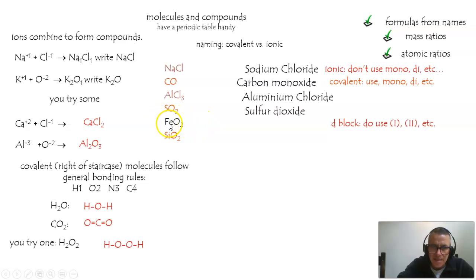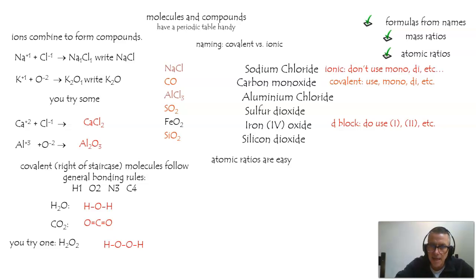Since this substance is, as they say, polyvalent, the D blocks can be +2, +3, maybe even +1. We specify the charge with a Roman numeral. This is iron(IV) oxide. Try to name this one, and you'll see this is a covalent right of the staircase gizmo. We'll just call it silicon dioxide.